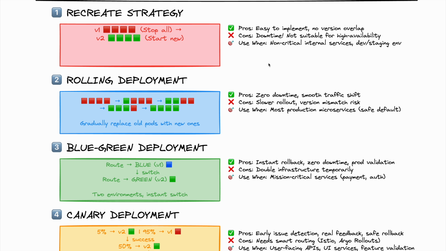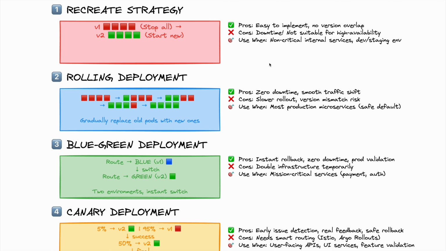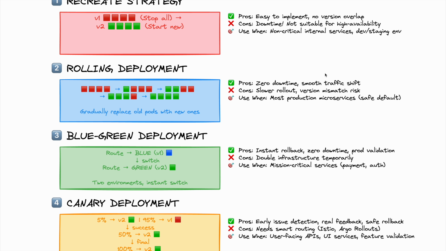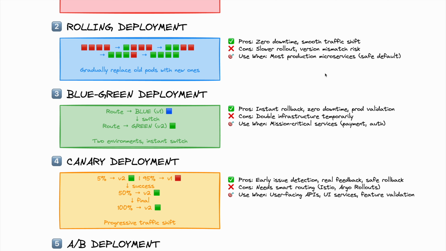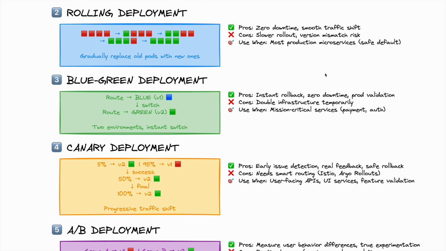So what are the use cases? Use cases are non-critical internal services, or let's say we use that strategy to deploy to the dev or the staging environment. The second one, and the most widely used strategy for microservices in production, is rolling deployment. So what is rolling deployment?